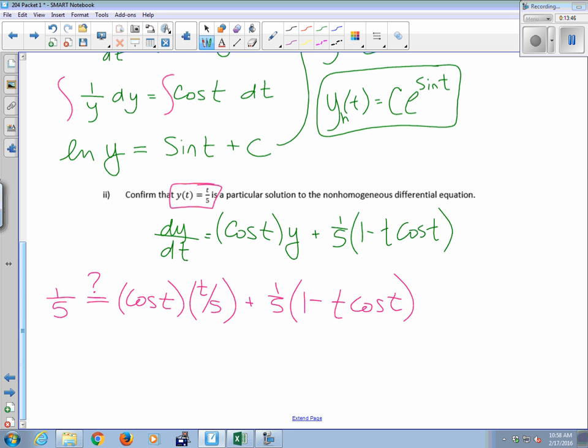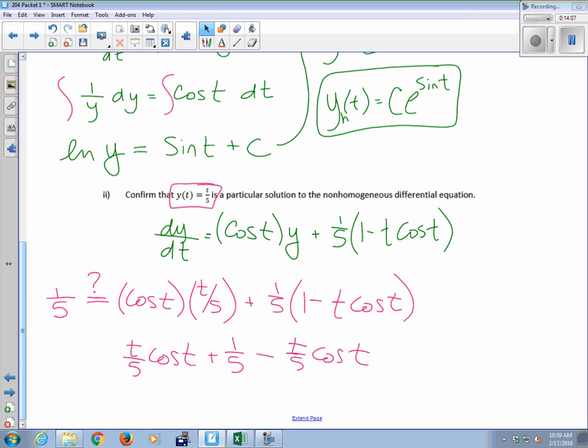All right. So this is t over 5 cosine t plus 1/5 minus, distributing my 1/5 here, t over 5 cosine t. Then I have two of the same terms. One's positive, one's negative. Right, so 1/5 equals 1/5, check. Okay, so t over 5 is in fact a solution to this differential equation.